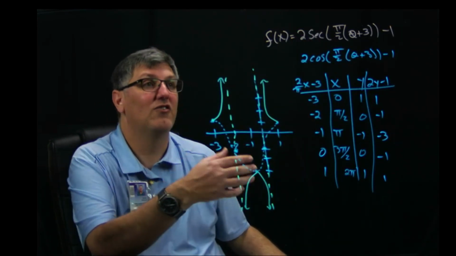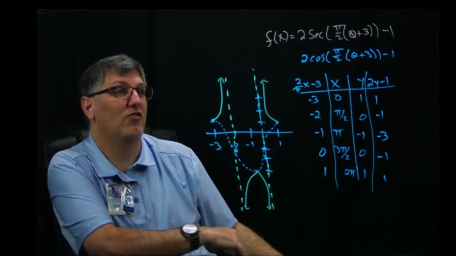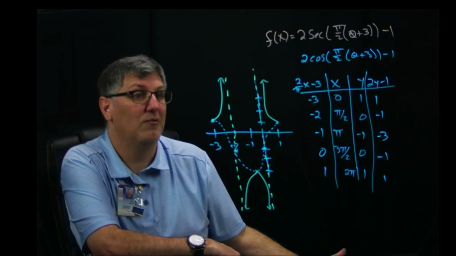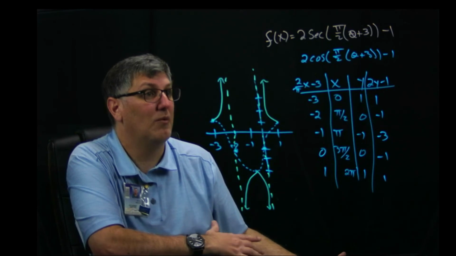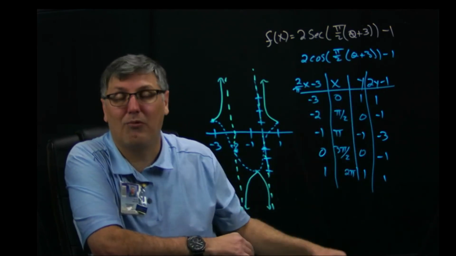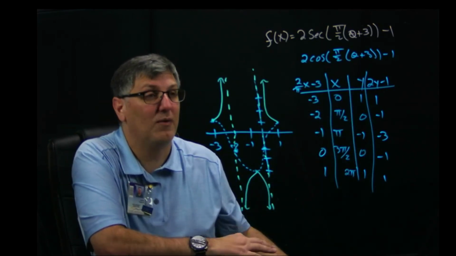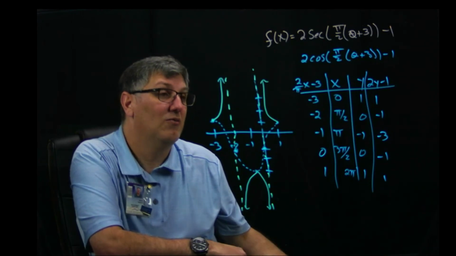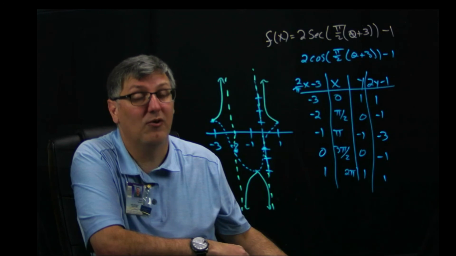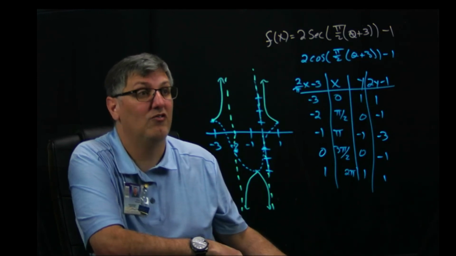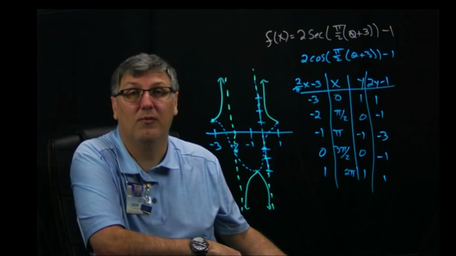All right, so here's the graph of 2 secant of pi over 2 times theta plus 3 minus 1. Same exact process as cosecant, not terribly bad. This mapping is the same process that we've done all last semester, and basically if you were in my Algebra 2 class, all of Algebra 2, and if you're in my geometry class, all the time in geometry. So you should be pretty familiar with this at this point.